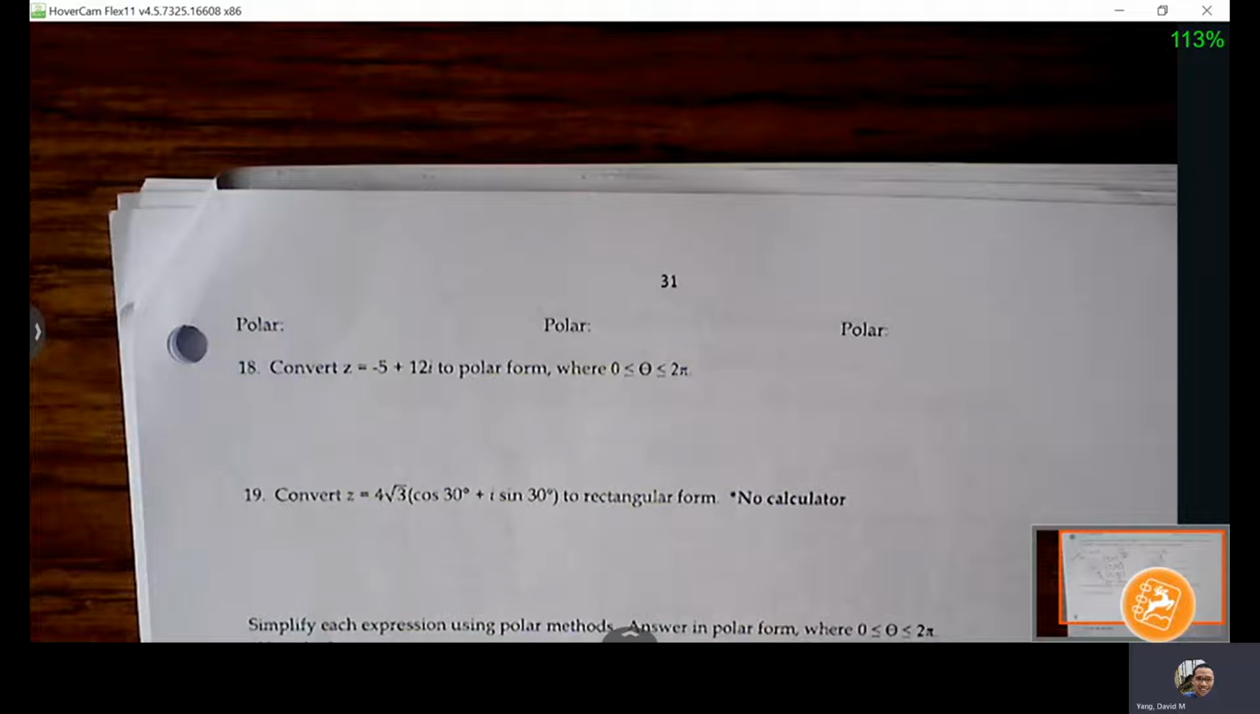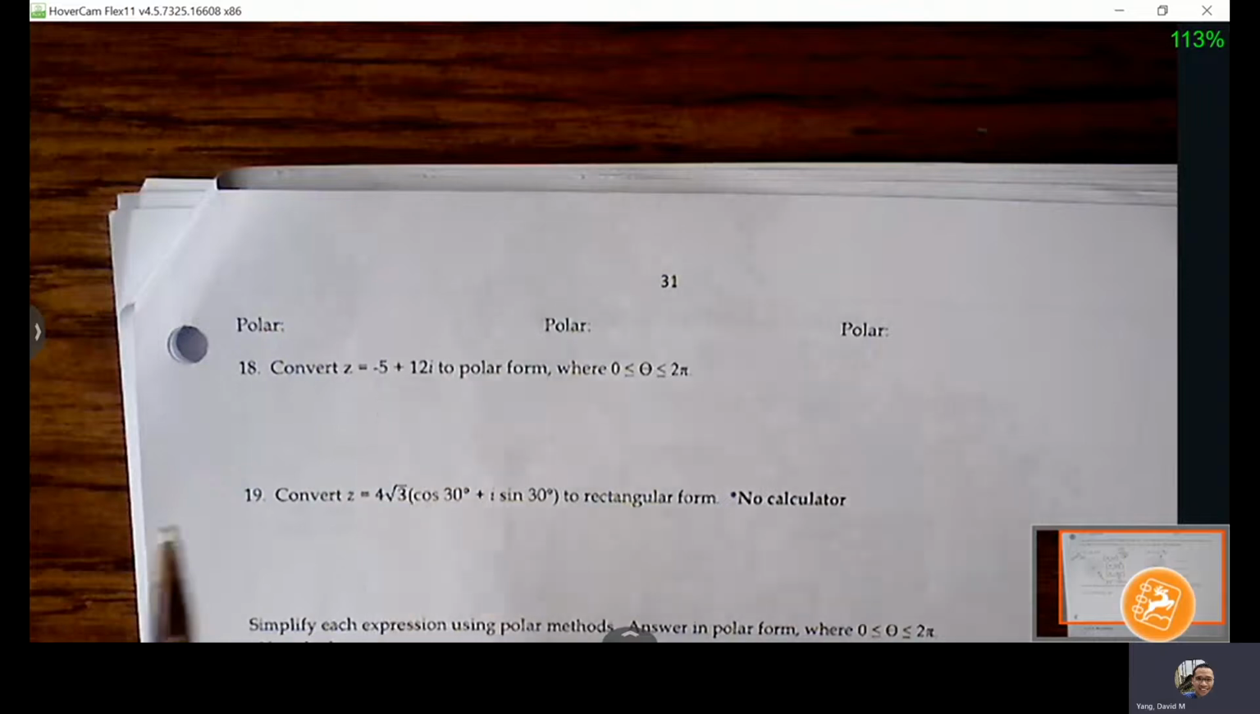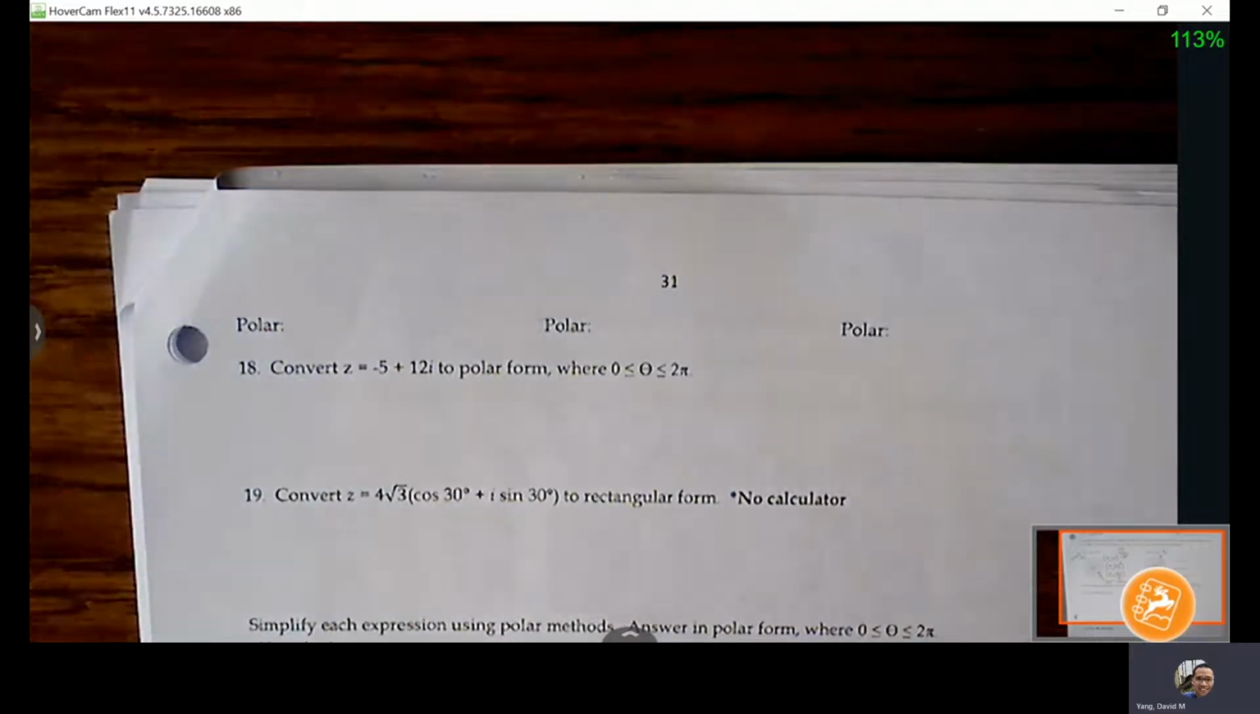Okay, number 18. Actually, 18 we know how to convert, right? Just Pythagorean theorem and inverse tangent. And also 18 is not unit circle, so let's skip 18 for now. Let's look at 19. Are we okay with this page?